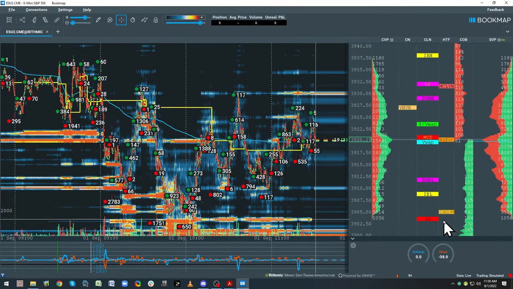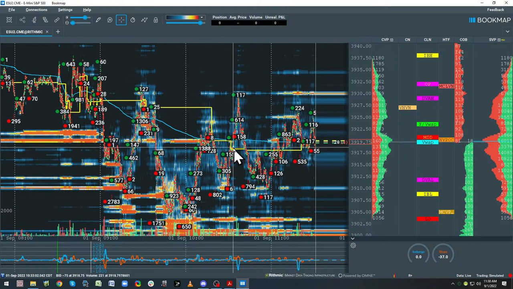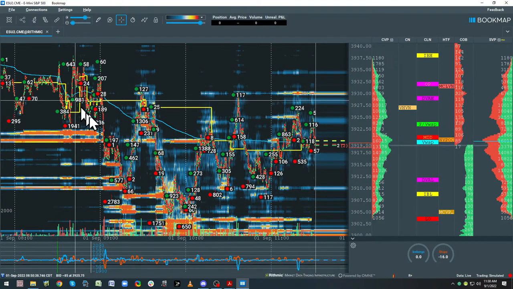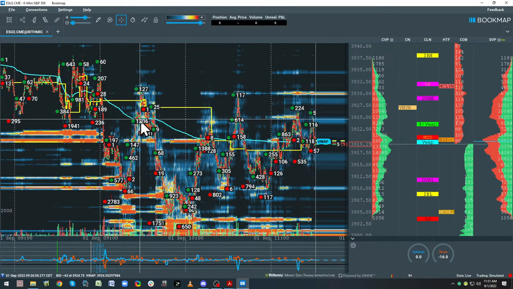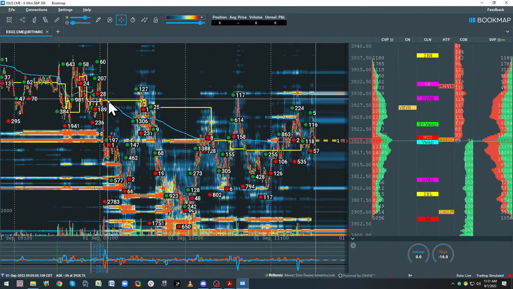Remember, this is our target. So now I'm in what? Different behavior. I'm in rotation. I can trade rotations, but I have to have location. That's what the auction is doing for me. It's giving me levels where the market had behavior. Here, alignment. Here, alignment, you see.